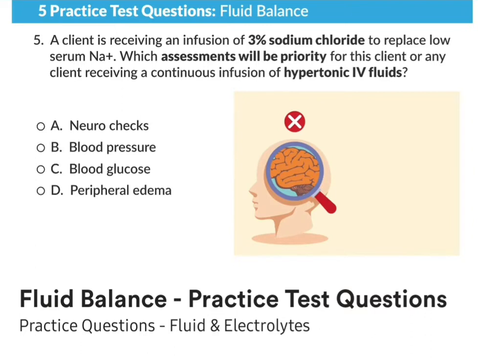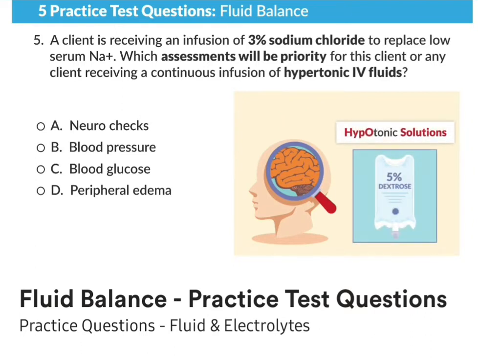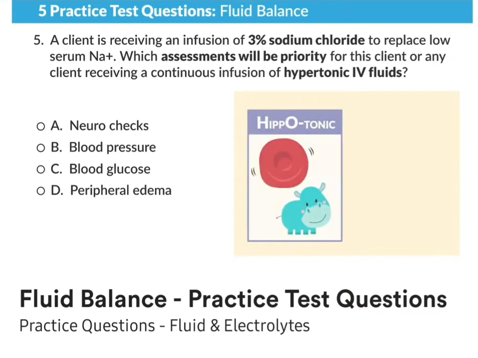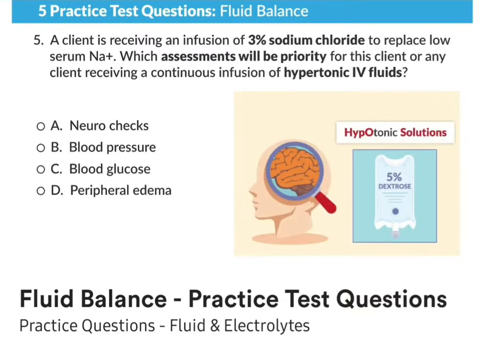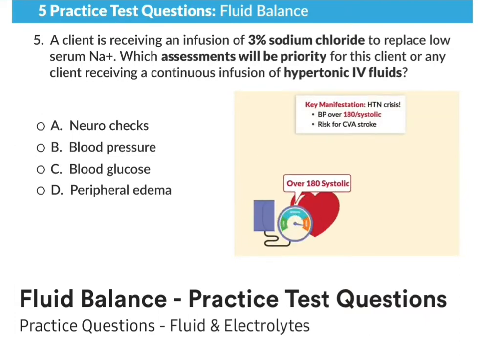Now, this would be correct, but only if it was hypotonic fluid, where cells puff up like a little baby hippo, those hypotonic fluids, right? That would indicate swelling of the brain. So that's why we do neurochecks for hypotonic. But this question is about hypertonic. So B, blood pressure. Yes, this is the most correct.